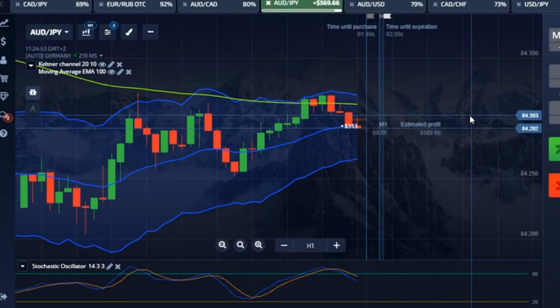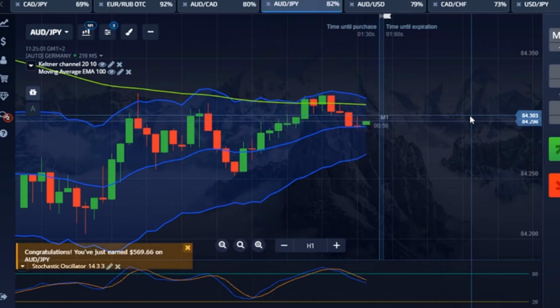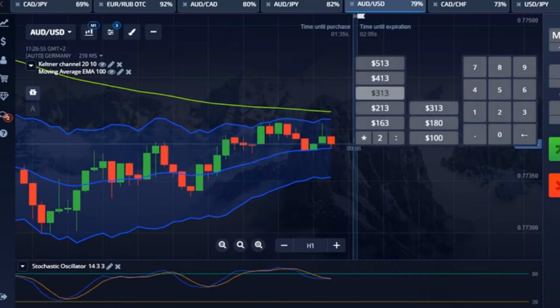Let's see how the trade will end up. It's another successful trade, the strategy is good. Let's enter a put option trade here.